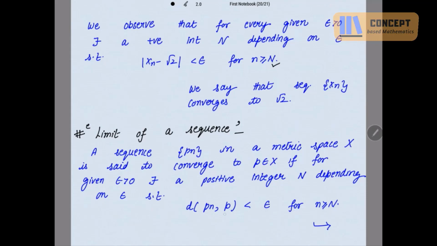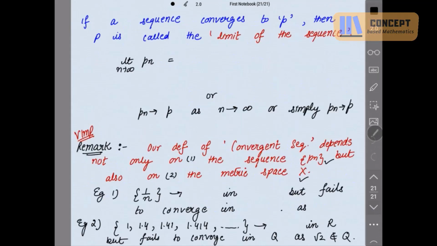Now what is this P? This P is the limit of the sequence. In this case, root 2 is the limit of the sequence, the point where the sequence converges. If a sequence converges to P, then P is called the limit of the sequence. So what we are saying is that the limit as n tends to infinity of Pn is equal to P, or Pn converges to P as n tends to infinity, or simply Pn tends to P.